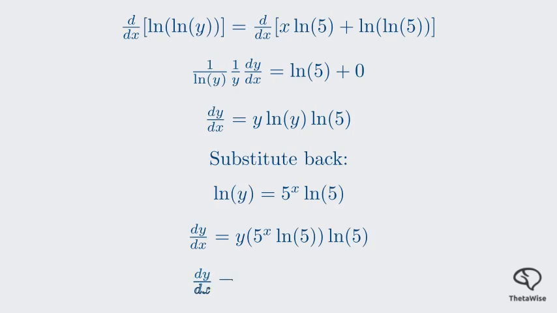Since ln y is 5 to the x times ln 5, we make that substitution. The ln 5 terms multiply to ln 5 squared, giving us the exact same result as before. Both methods lead to the same correct answer. Finally, let's look at method 3, which uses the chain rule directly.